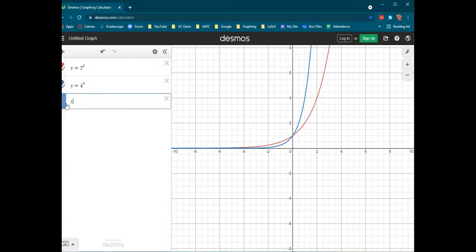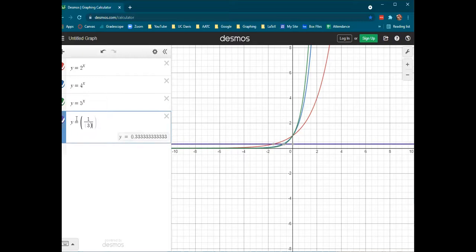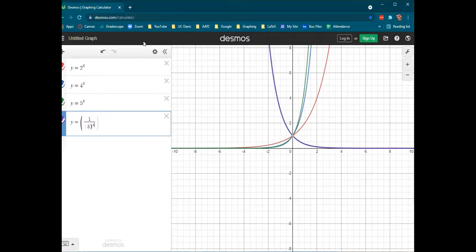And then if you graph y equal to 4 to the x, it's much steeper. Or y equals 5 to the x, even steeper. But they all have the same general shape of increasing from left to right, unless your base is between 0 and 1, like when we did 1/3. There's y equals 1/3 to the x, which is decreasing from left to right.